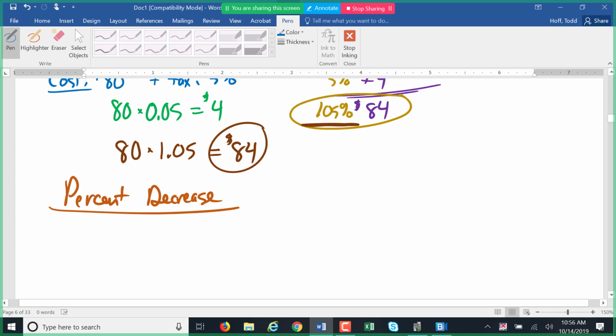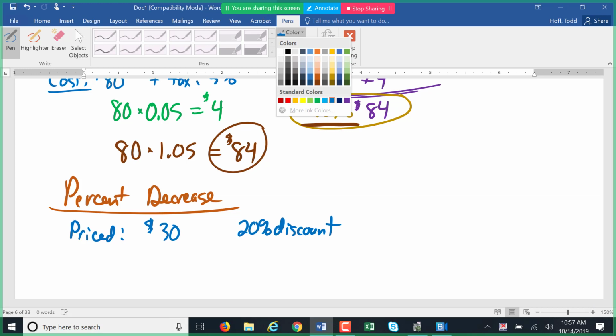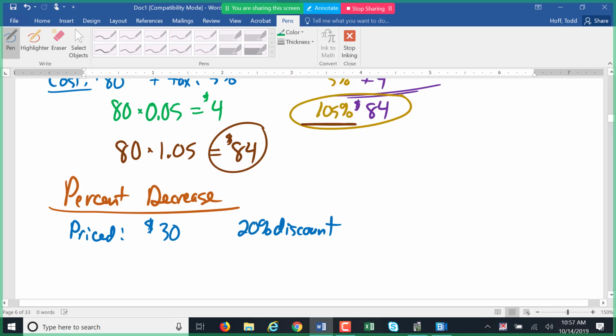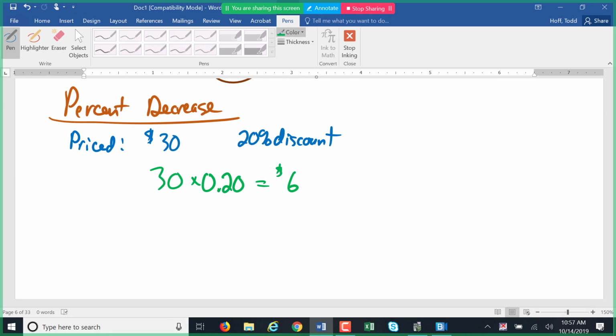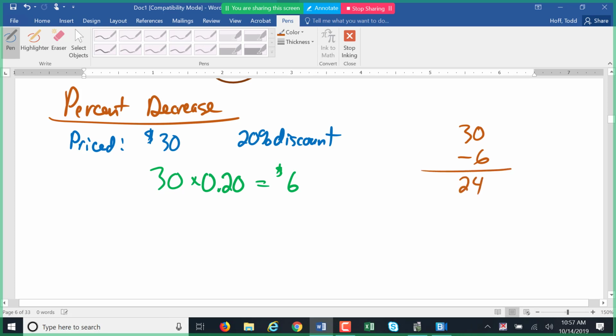So if we have an item that is priced at, let's say $30 with a 20% discount applied. Again, we could find the 20%. That'd be 30 times 0.20, which is a $6 discount. But then we would still have to do our $30 minus the $6 to get $24 that would be paid.